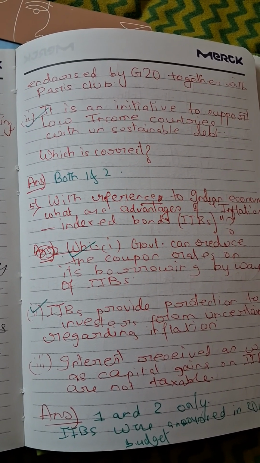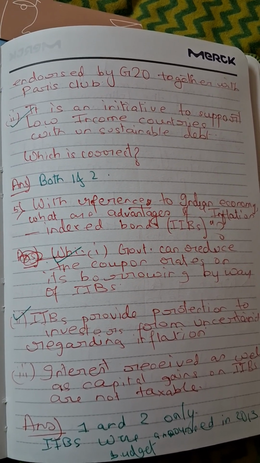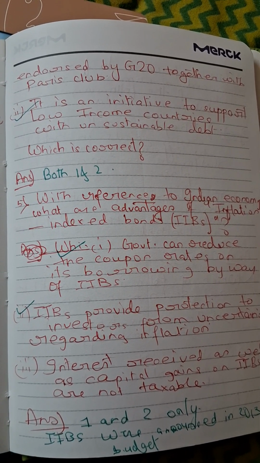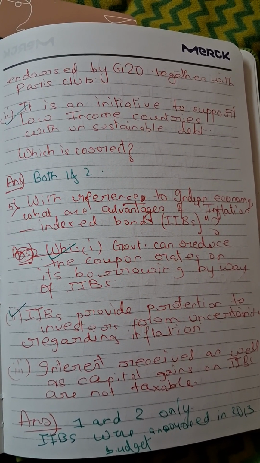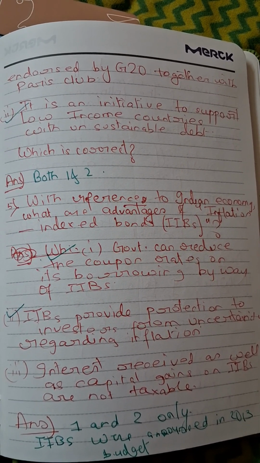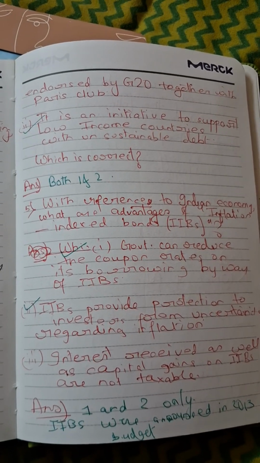Next question, with reference to Indian economy, what are the advantages of inflation index bonds? Statement 1. Government can reduce the coupon rates on its borrowing by way of IIBs. Statement 2. IIBs provide protection to investors from uncertainty regarding inflation. Statement 3. Interest received as well as capital gains on IIBs are not taxable. So only the first 2 options are correct.